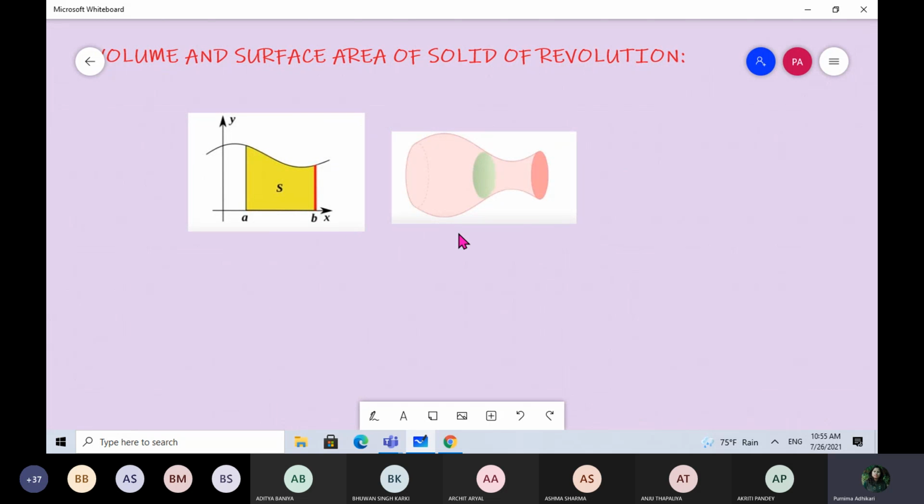Okay, now this solid surface that has formed has a volume, and it also has a surface area. So now we are going to talk about the volume and surface area of this solid. So that's what we are going to do in this topic.